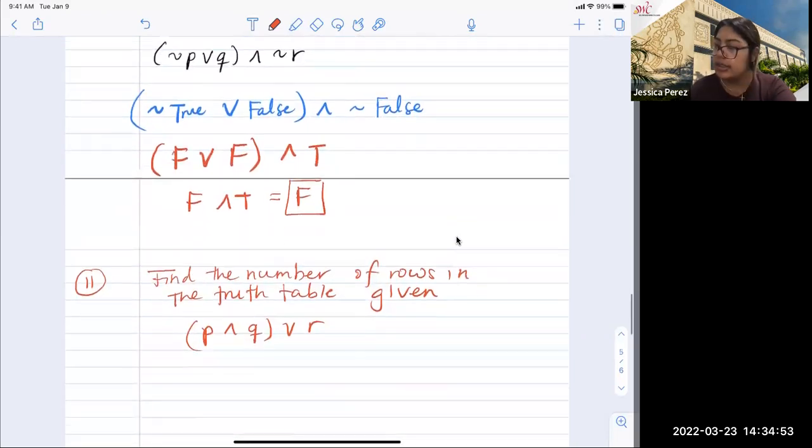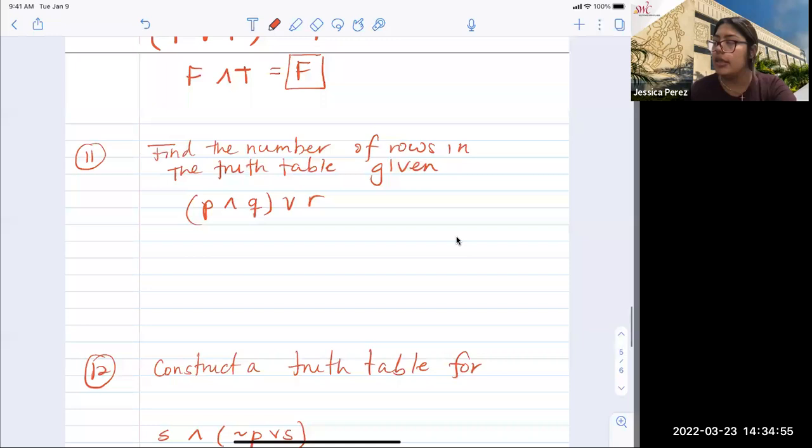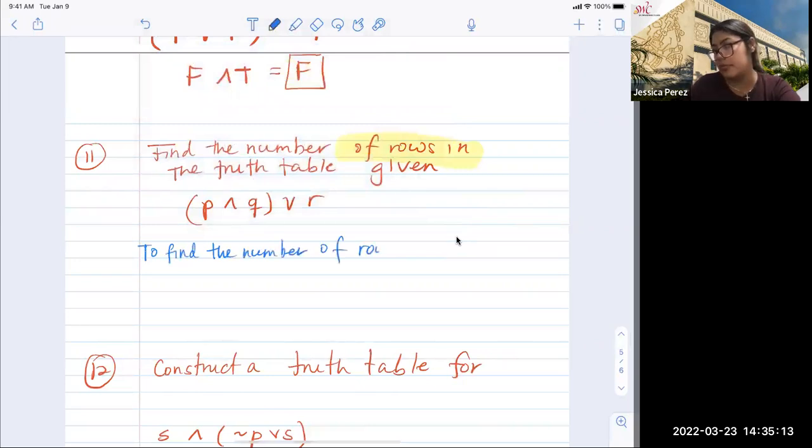Alrighty, let's work with question 11. Find the number of rows. Right now, they're not asking us to do a truth table. They're only asking us for the rows. So how to find the rows: to find the number of rows, you count the variables.